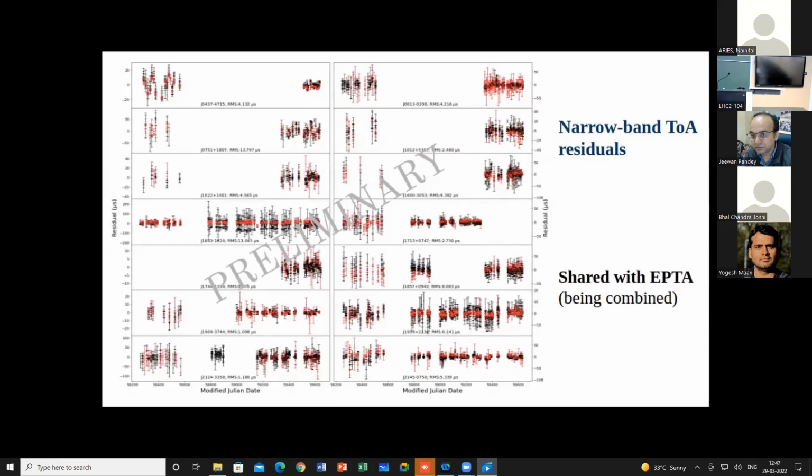This data has been very recently shared with the European PTA, who are really excited to work on it, and together we are trying to combine their data from various high frequency receivers with our low frequency data for a global picture of this phenomenon.